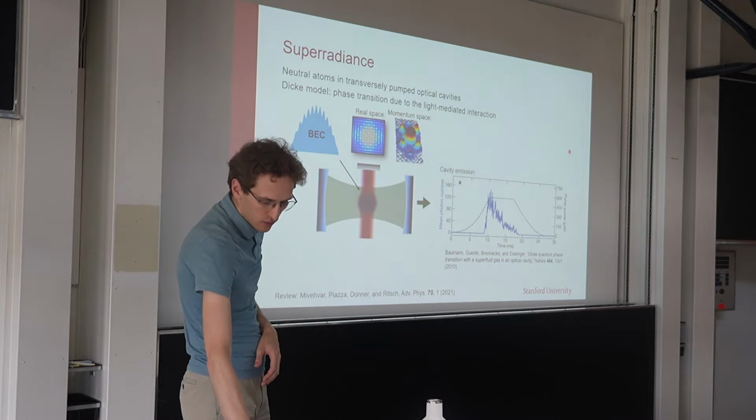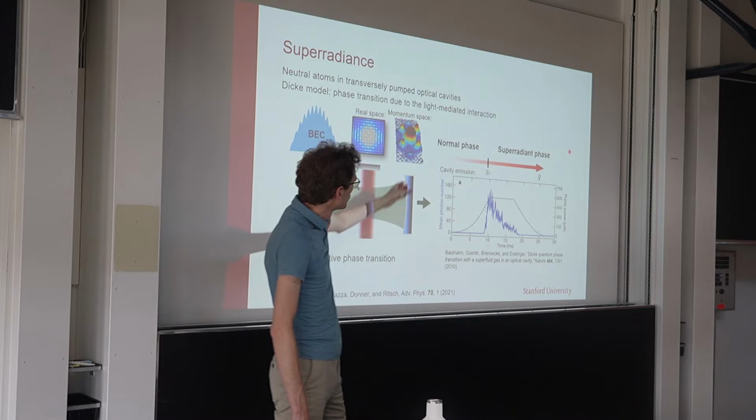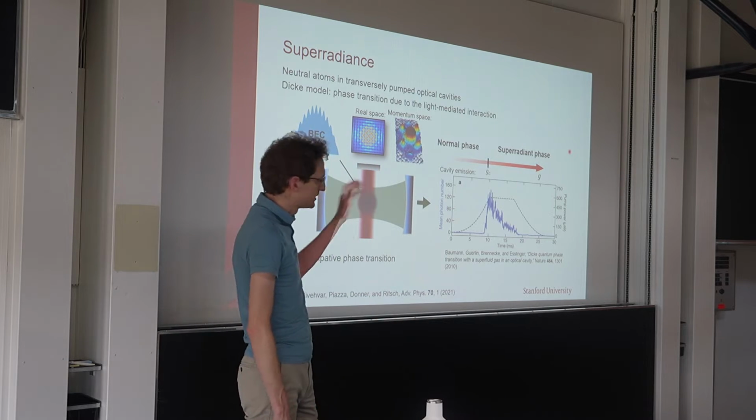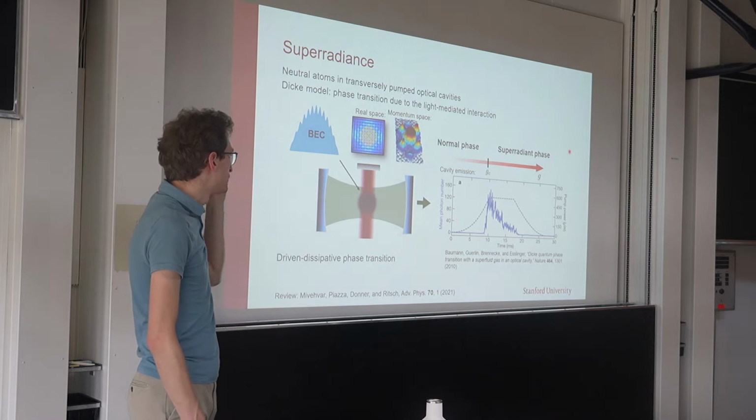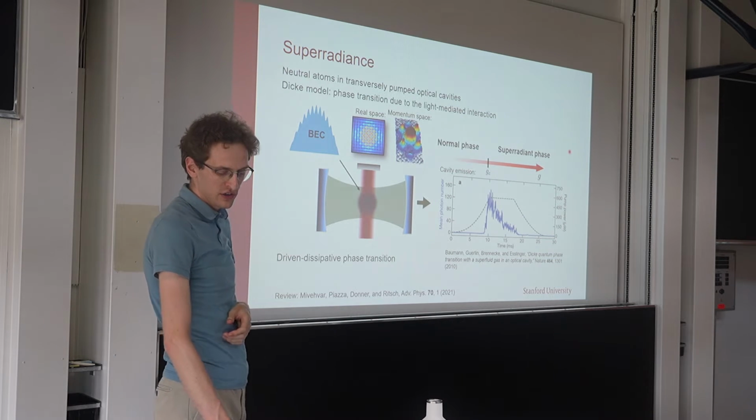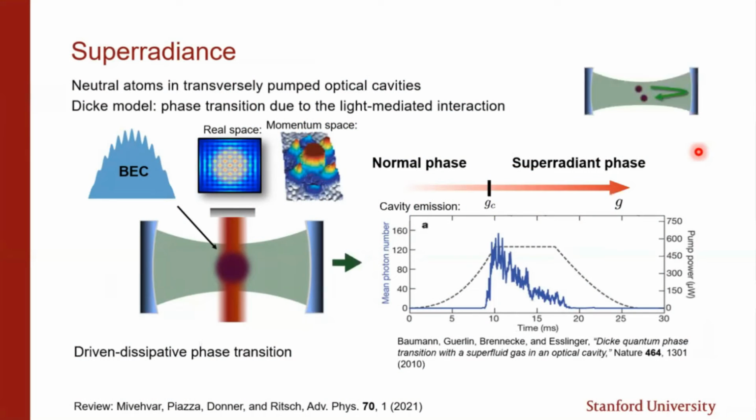And what we see here, and this is from the first paper, is that you have a normal phase when the pump is weak, and then you transition into a superradiant phase. And this phase transition comes about due to the light-mediated interaction. So the picture to have in mind is that you have two atoms sitting inside the cavity. One atom can emit a photon that bounces around, and the other one absorbs it. And that way they have interacted.